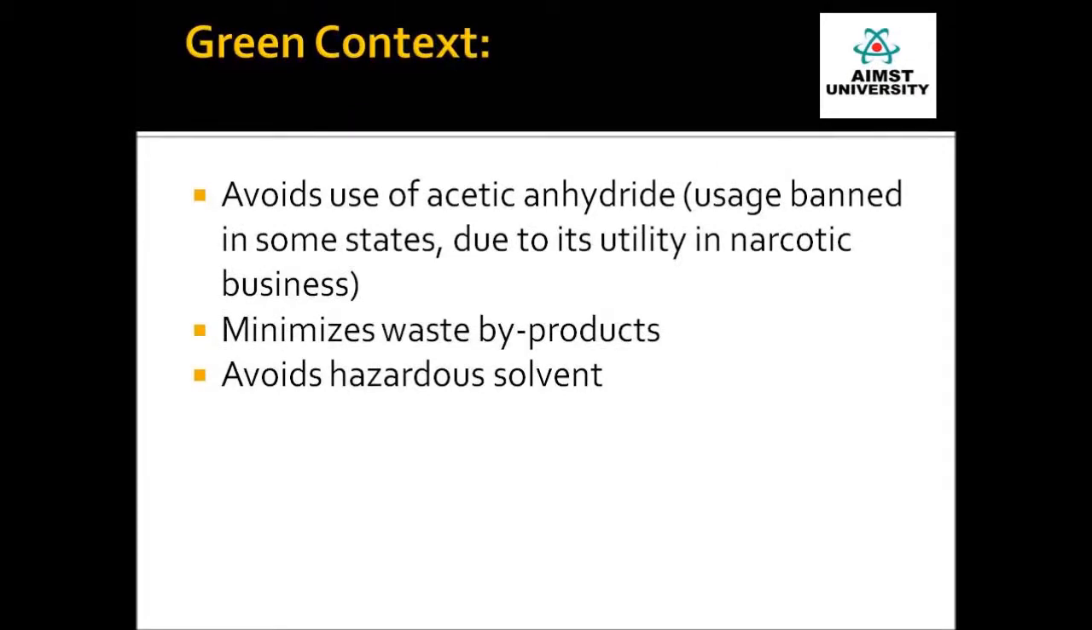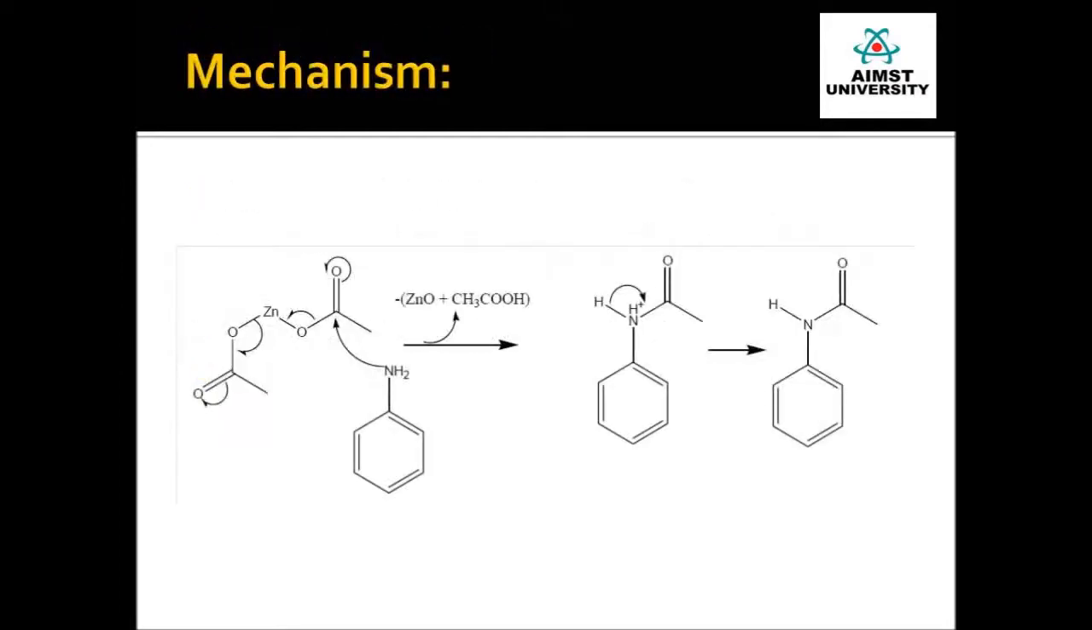Let's see what the green context in this procedure is. First, it avoids the use of acetic anhydride, which is banned in some states due to its utility in the narcotic business. It also minimizes waste byproducts and avoids hazardous solvents. So definitely this technique is better than the conventional technique.